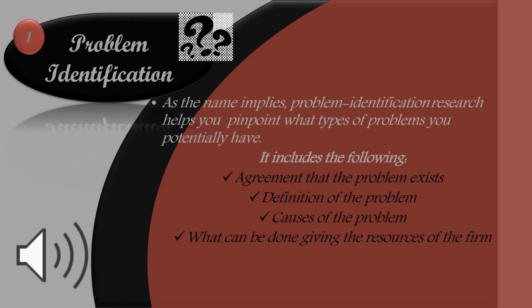As the name implies, problem identification research helps you pinpoint what types of problems you potentially have. It includes the following: agreement the problem exists, definition of the problem, causes of the problem, and what can be done given the resources of the firm. If you did the previous steps correctly, you have succeeded in identifying your problem and passed the first step.